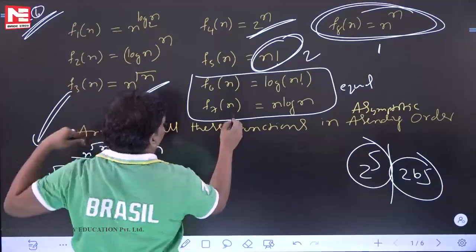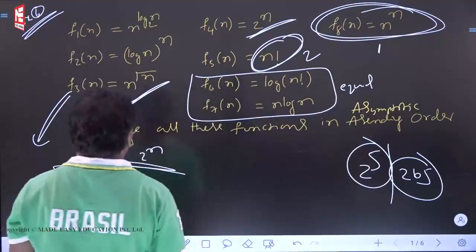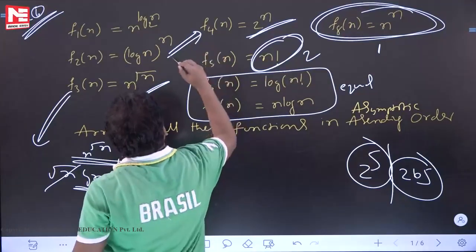F1 is bigger than F7. Right? Please be careful. And one more. What about this one? Let's check. What about these two? Let's check. What about these two?